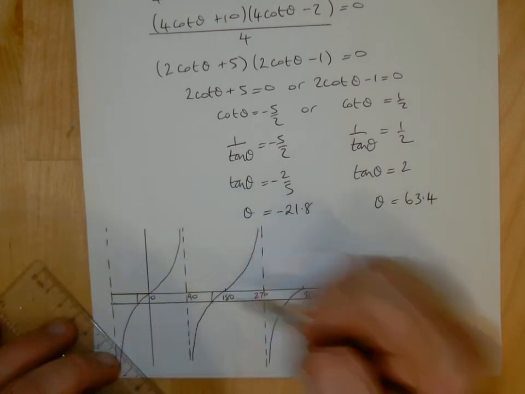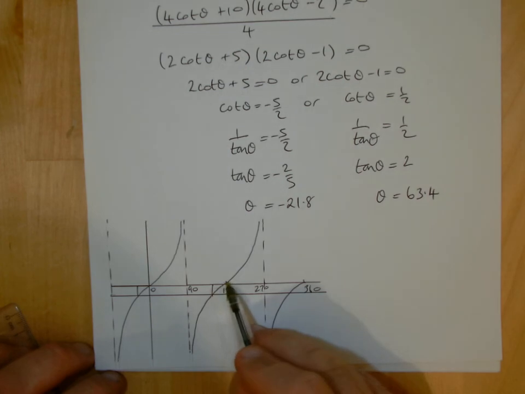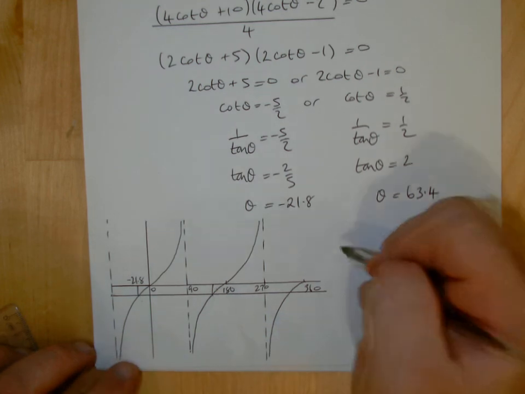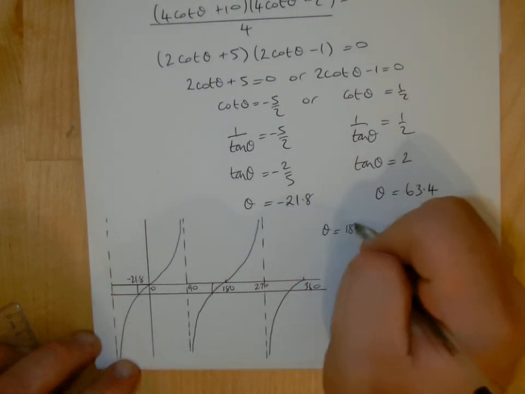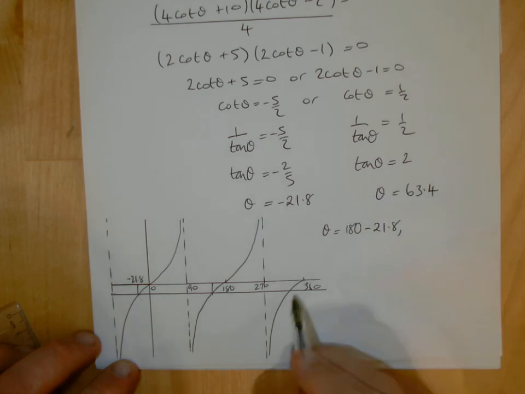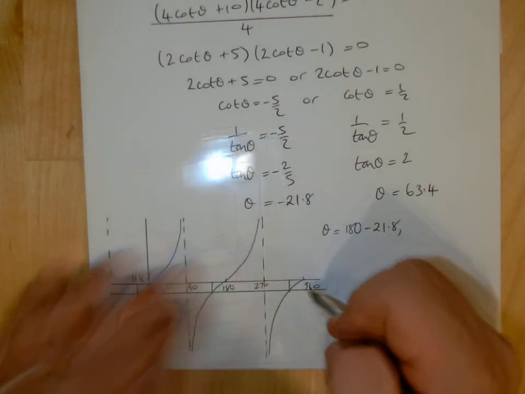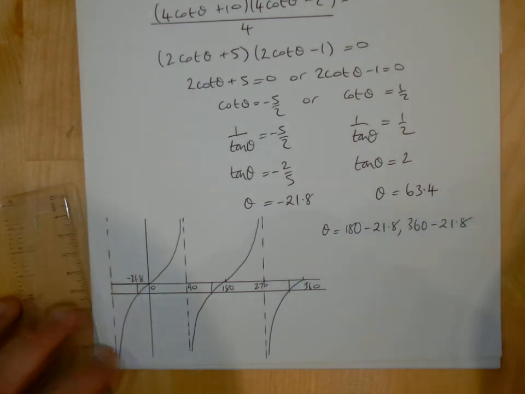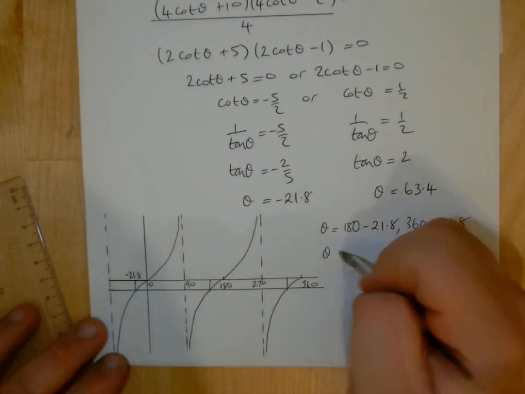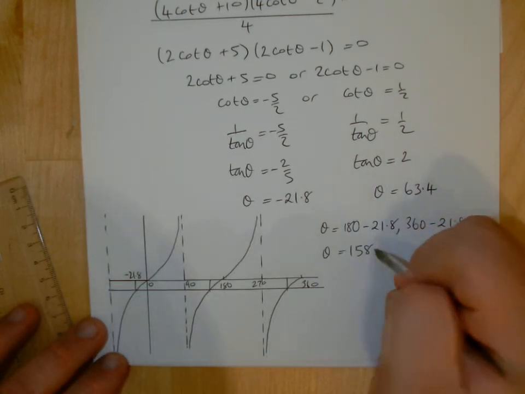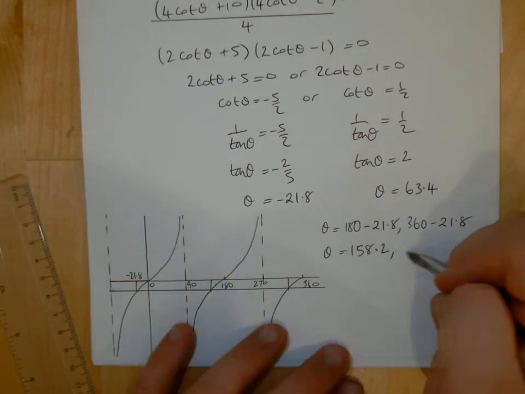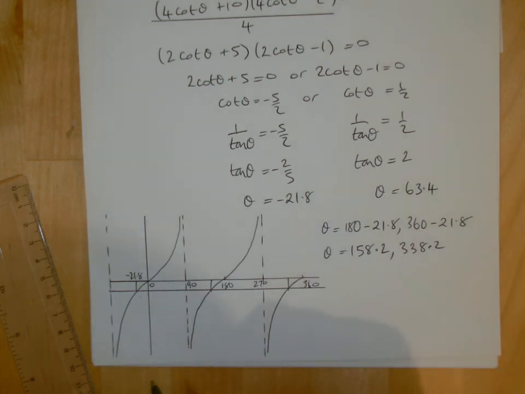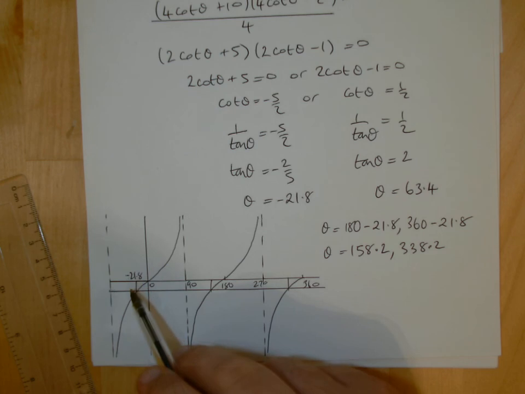So then you can see the other results, so it would be 180 then. It's because this is minus 21.8, it'll be 180 take away 21.8. And of course here as well, so going back from 360, 360 take away 21.8, so I get 158.2 and 338.2. Okay, now of course the minus 21.8, well, we'll ignore that because it's outside of our range.